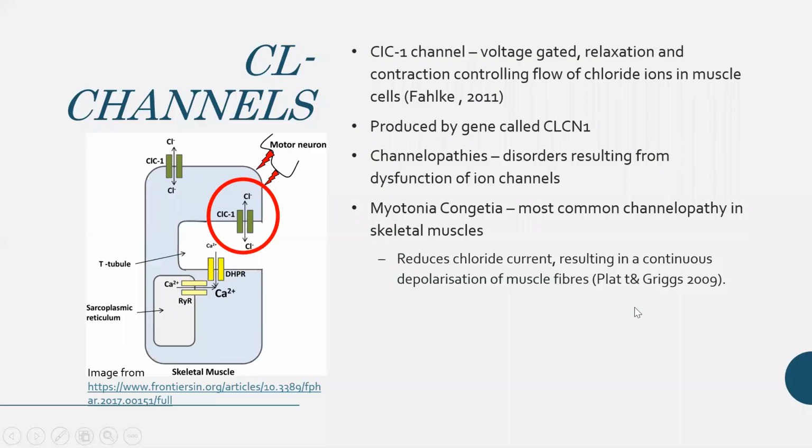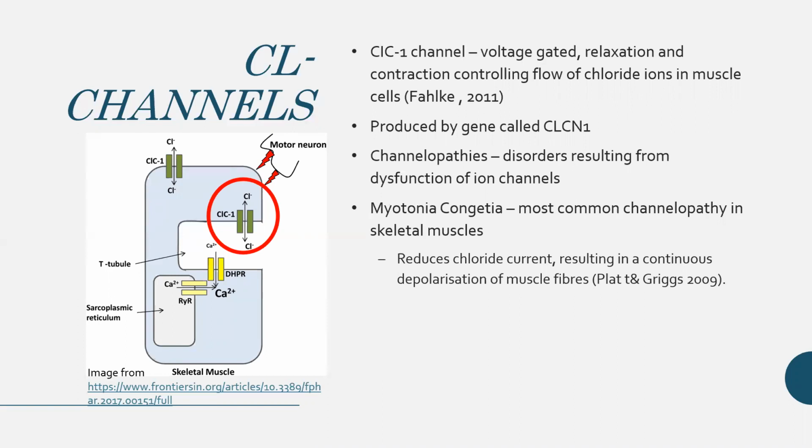You may not know, but chloride ions play an important role in skeletal muscle movements. Let's explore this further in depth. The type of channel responsible for chloride movement in the skeletal muscle is the CIC1 channel. This channel is voltage gated with contraction and relaxation of the skeletal muscle, controlling the flow of ions in and out of muscle cells. CIC1 channels are made from two protein subunits, which are produced from a gene called CLCN1. These two proteins work together to regulate chloride ion movement between muscle cells.